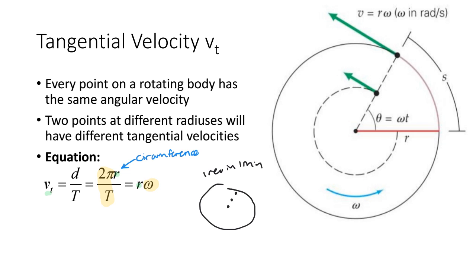However, the point at the very center would make a small circle in 1 minute, whereas this point and this point would make a larger circle in 1 minute, meaning that they're covering a larger distance in the same amount of time and giving them, therefore, a larger tangential velocity.